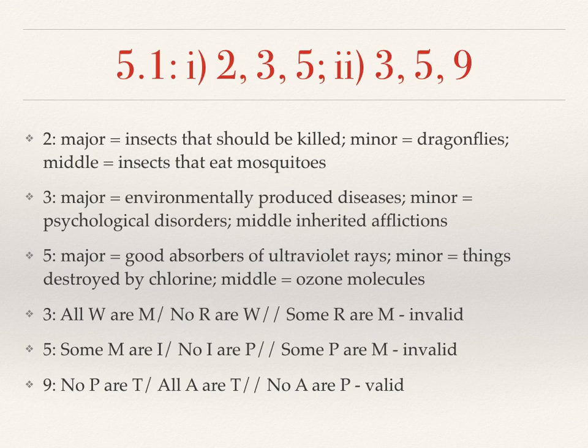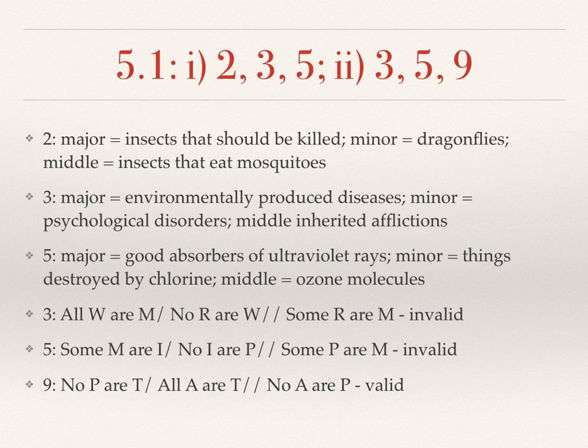For number 3, the major term is environmentally produced diseases. The minor term is psychological disorders. And the middle term is inherited afflictions. And number 5, major term is good absorbers of ultraviolet rays. The minor term is things destroyed by chlorine, and the middle term is ozone molecules.